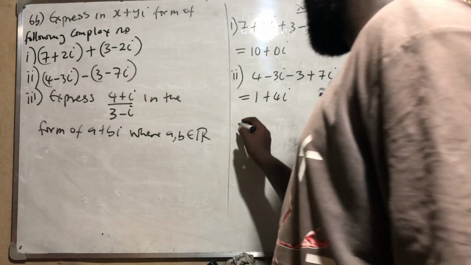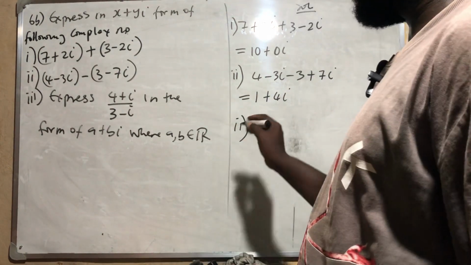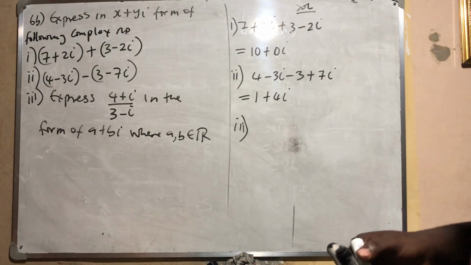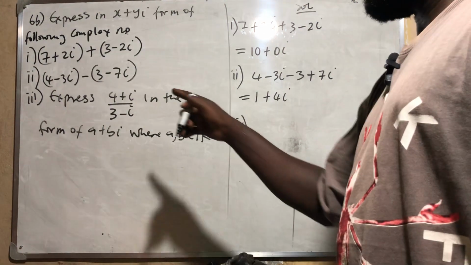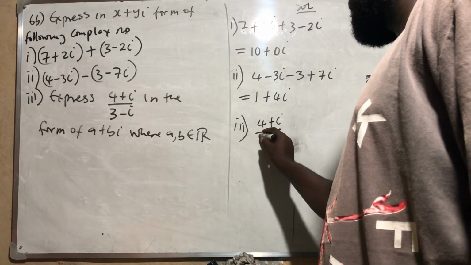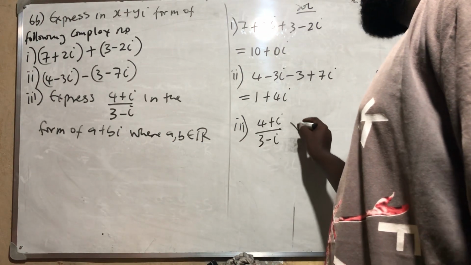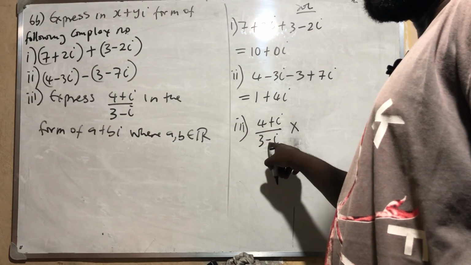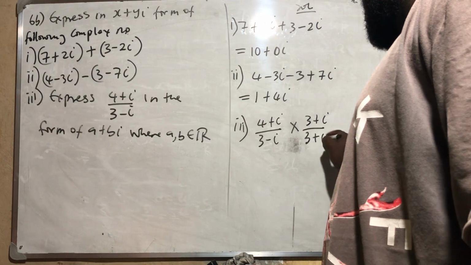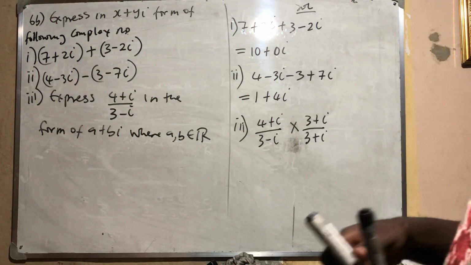The last one is just to rationalize. We don't leave a complex number at the denominator. We have to rationalize, and we are rationalizing with the conjugate. So I have 4 plus i all over 3 minus i. You multiply by the conjugate, which is simply to change the sign, so times 3 plus i over 3 plus i. All right. So what do we have now?